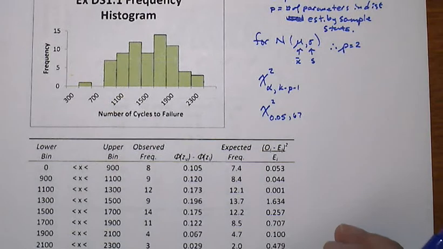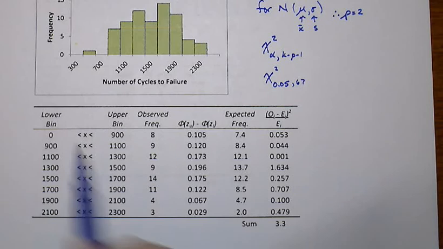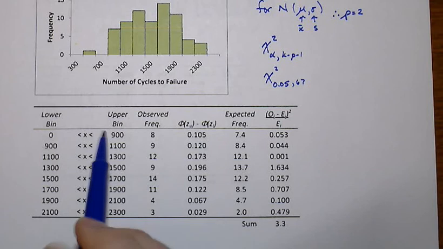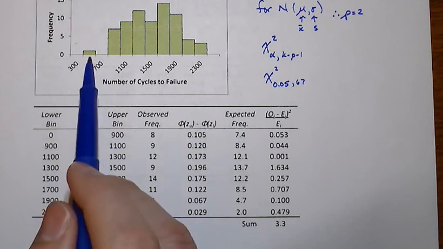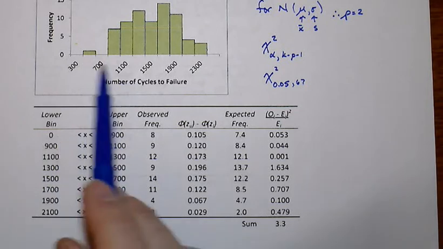So let's look at what we've got in this table and the way that it's worked. Here are our bin widths from 0 to 900, 900 to 1100, and so on and so forth. So 200 for the bin widths. This last one stops at 2300 because the max is up in there, and this lower one goes from 0 to 900, because I lumped this one here along with this one there because we want the number of observed frequencies to be at least 3, preferably 4 or 5, and that's why I went ahead and lumped that and reduced the number of classes down.